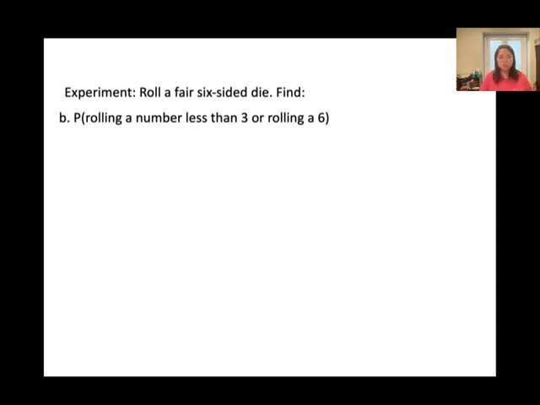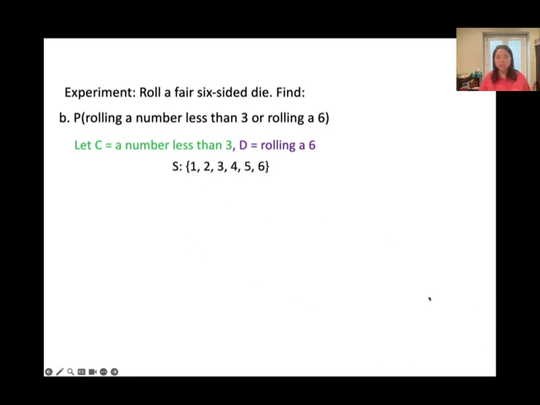Okay, last one. Rolling a fair six-sided die here. Find the probability of rolling a number less than 3 or rolling a 6. So same idea, let the events be C and D here. This is the sample space. So think about it, is the event mutually exclusive or not mutually exclusive? Okay, a number less than 3, so this is 1 and 2. D, rolling a 6, so this one here. Do they have an intersection? No, right? So that will be mutually exclusive. So the formula: probability of C will be 2 over 6, plus D is going to be 1 over 6. So it's going to be 1/2.